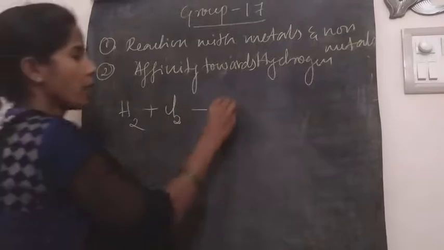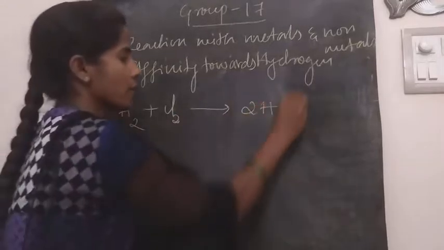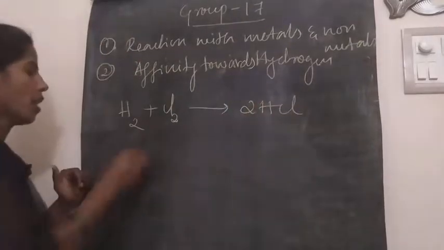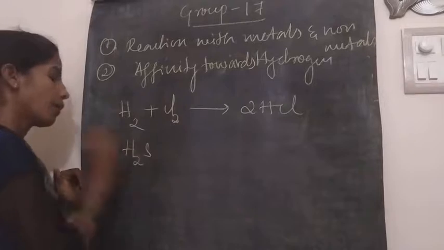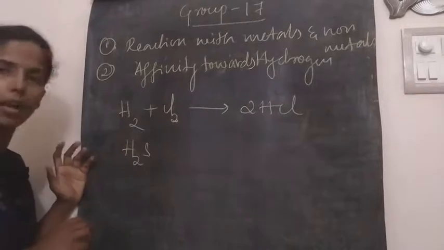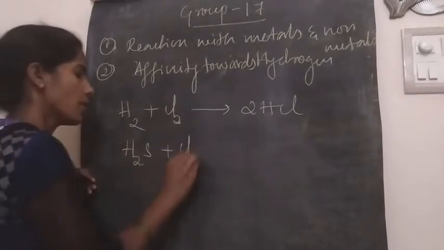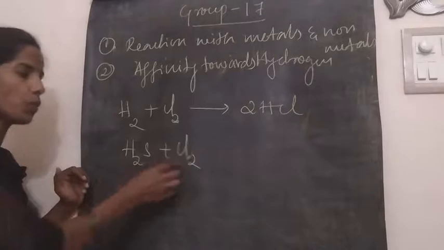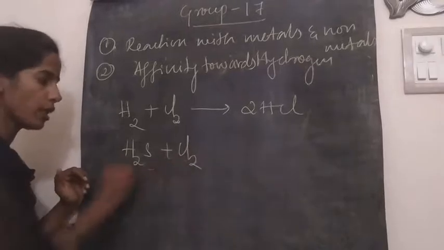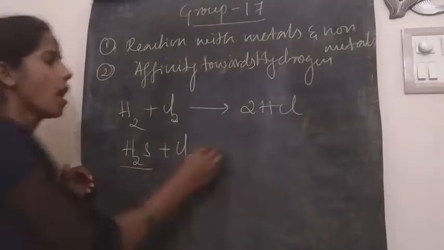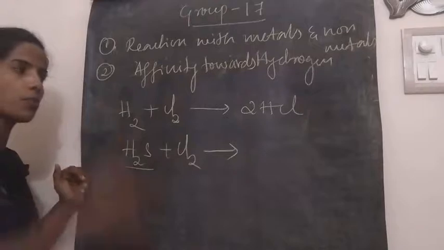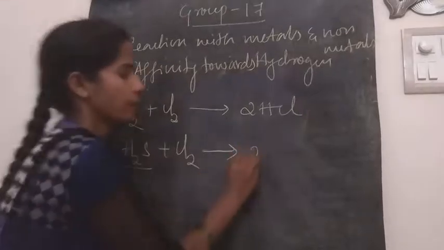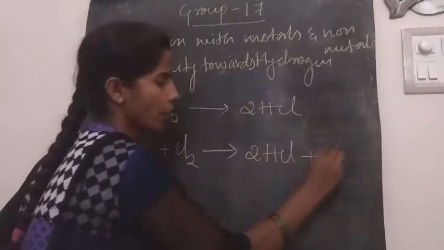Chlorine reacts with hydrogen to form HCl, a very important reaction. For example, hydrogen sulfide is a compound of hydrogen. Chlorine has a great affinity towards hydrogen, so it decomposes these compounds, and the hydrogen is removed in the form of HCl.